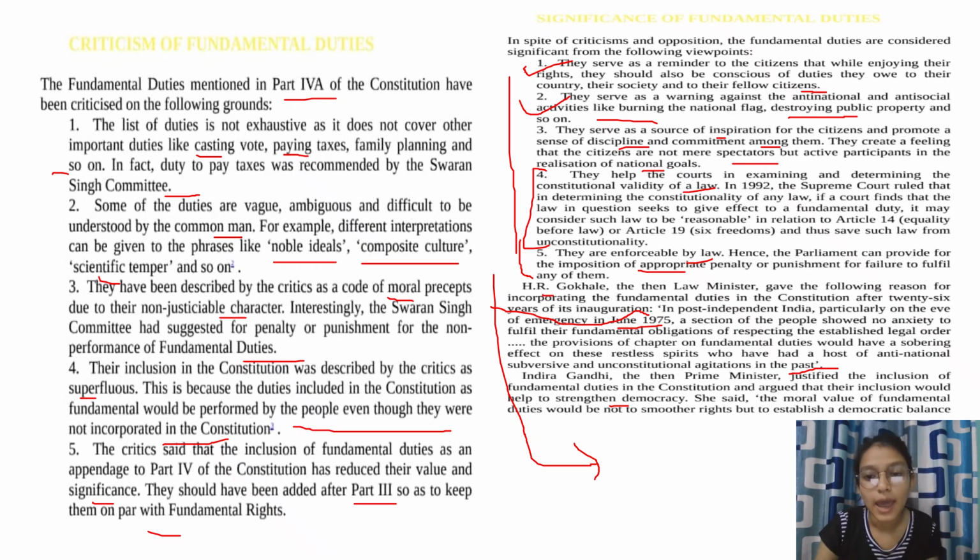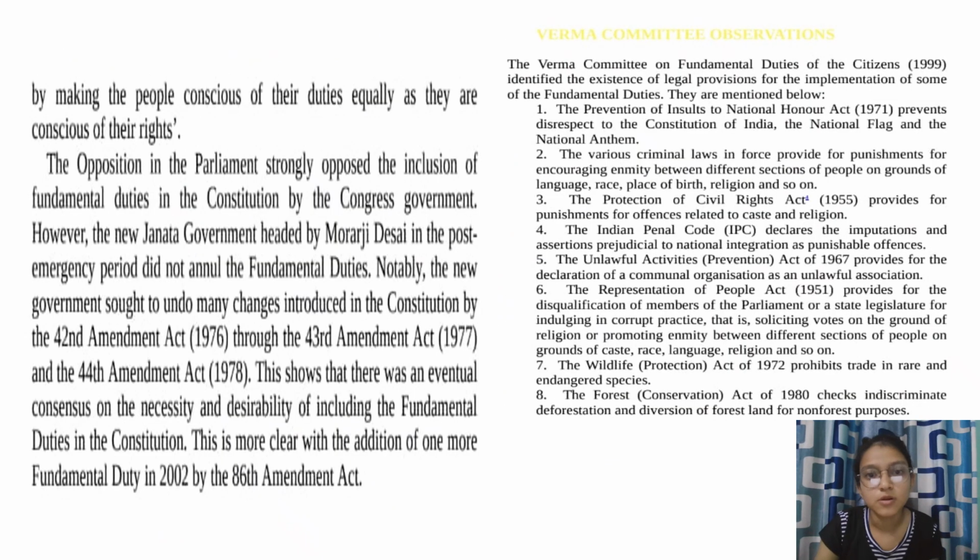So you can add this remark, or you can also add H.R. Gokhale's remark, that was the law minister, by making the people conscious of their duties equally as they are conscious of their rights. So this is the remark given by that Prime Minister. The opposition in the parliament strongly opposed the inclusion of fundamental duties in the constitution by the Congress government. So it is the duty of the opposition to go against anything that has been made by the government. Again, that has happened in the past itself.